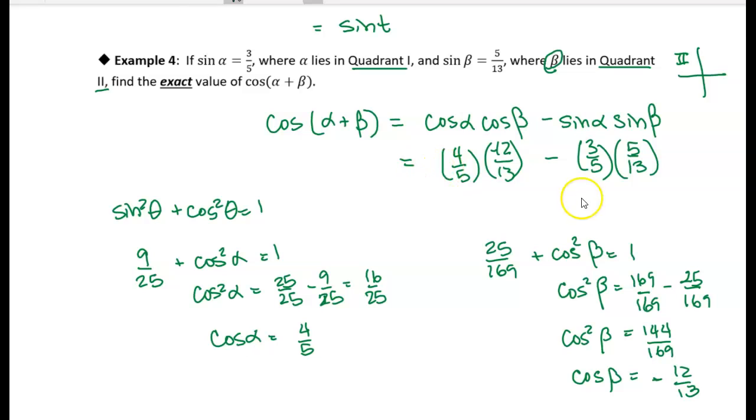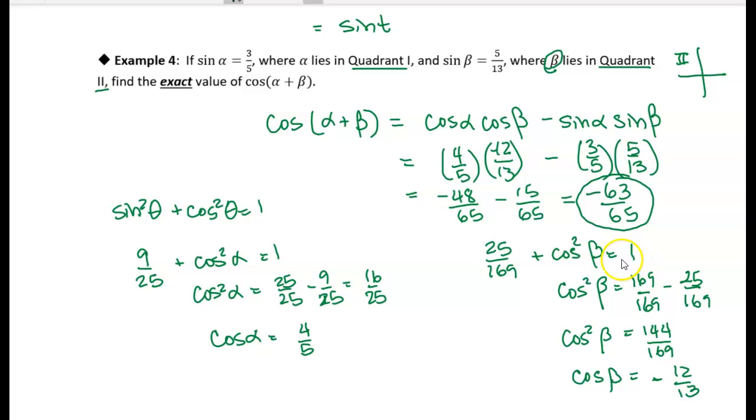And now it's just arithmetic. Working with fractions is not always that fun. But let's see, what do we get? We get minus 48/65. And over here, we're going to have a minus 15/65. Then I'm going to combine those, and I get a negative 63/65. So that's my answer right there. I want to circle it because I have a lot of numbers on this page, but that is my final answer.